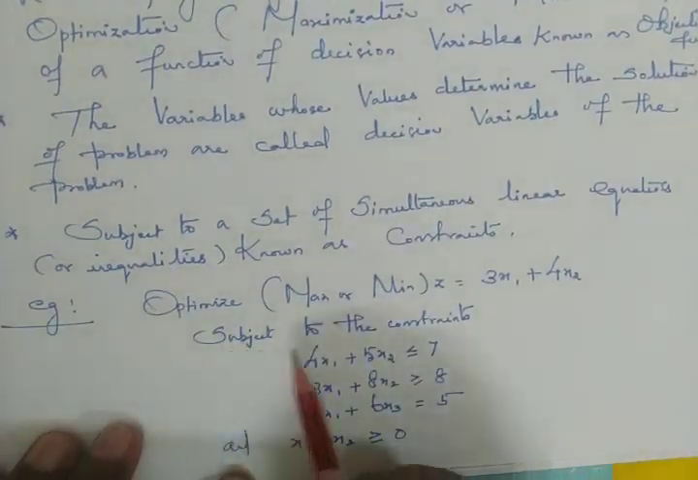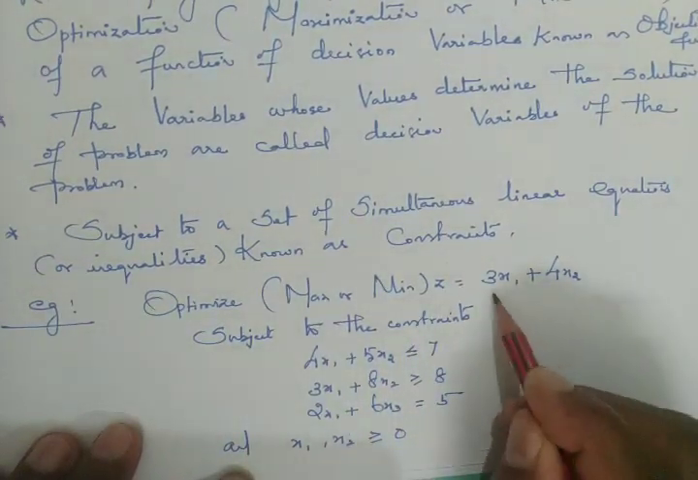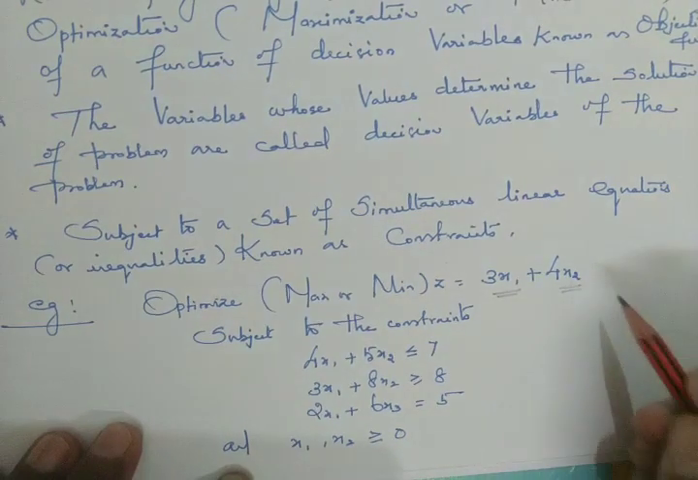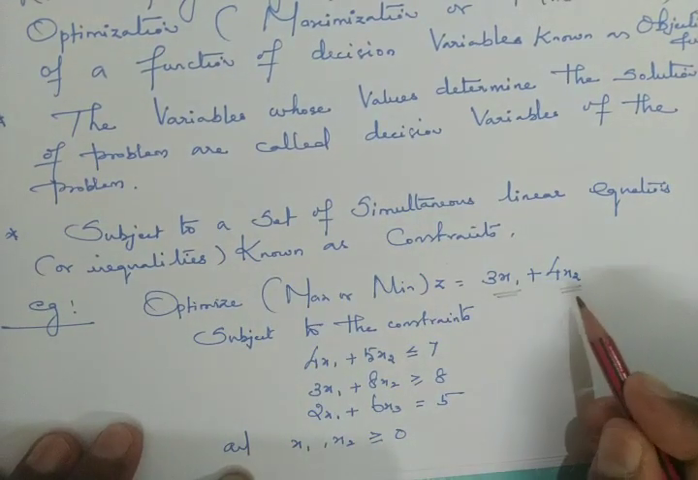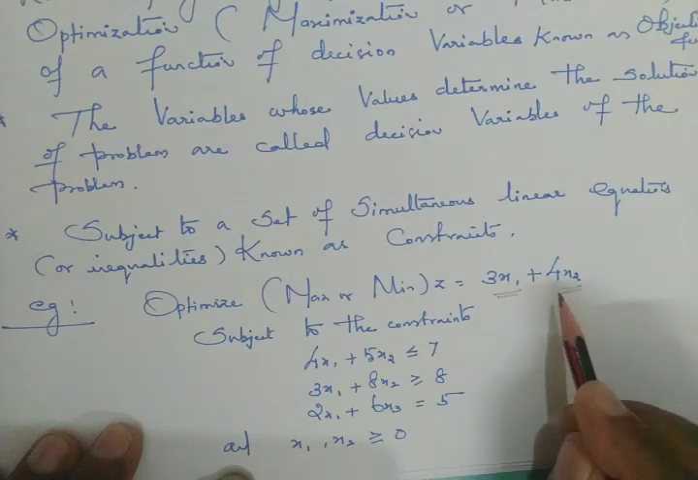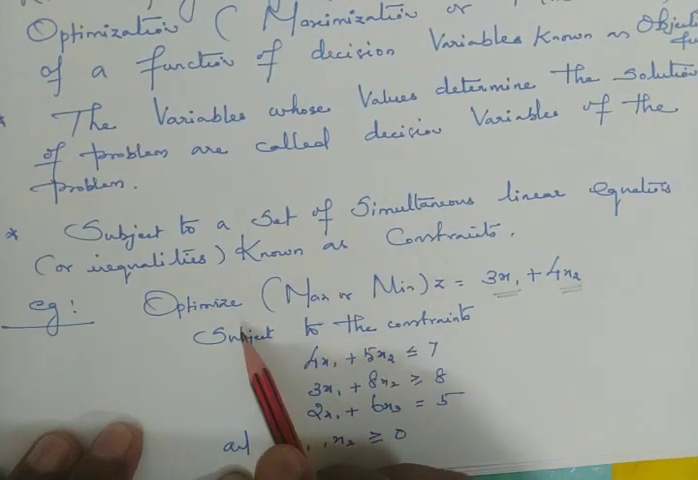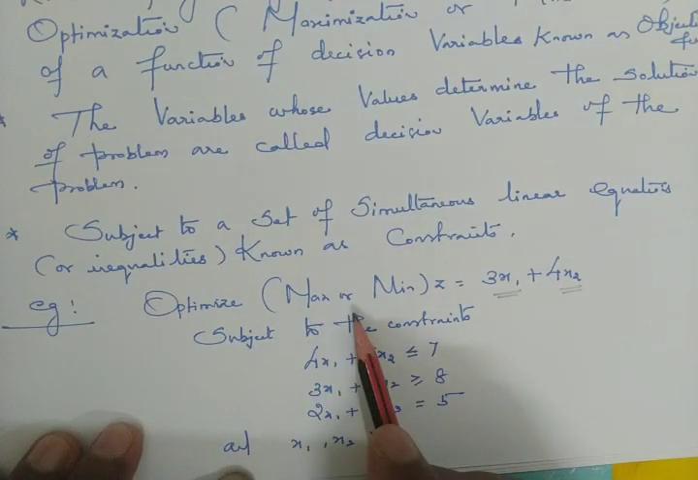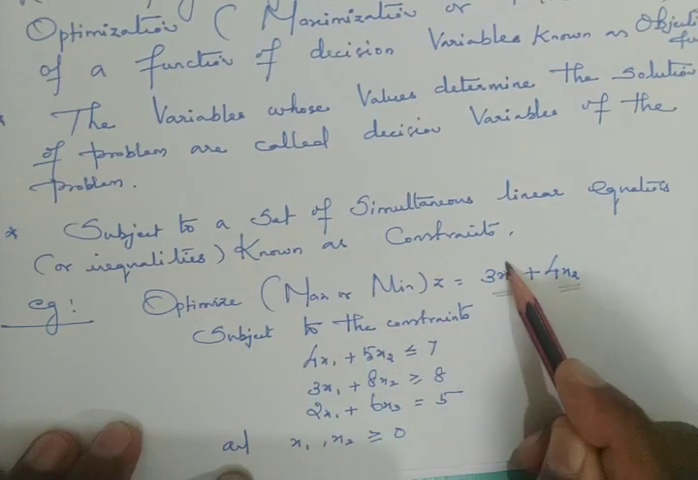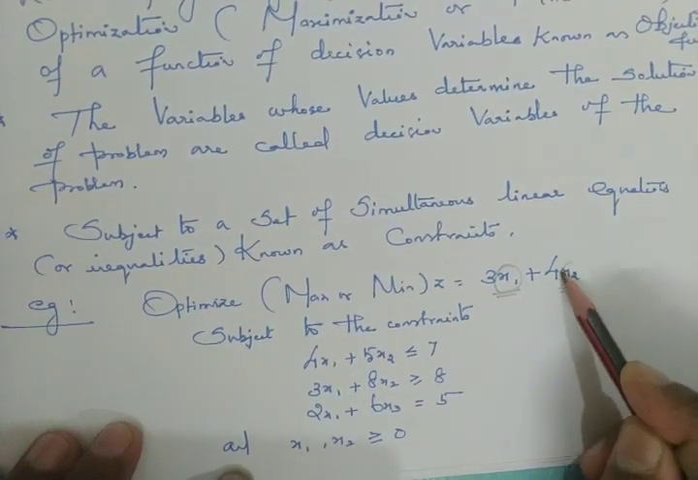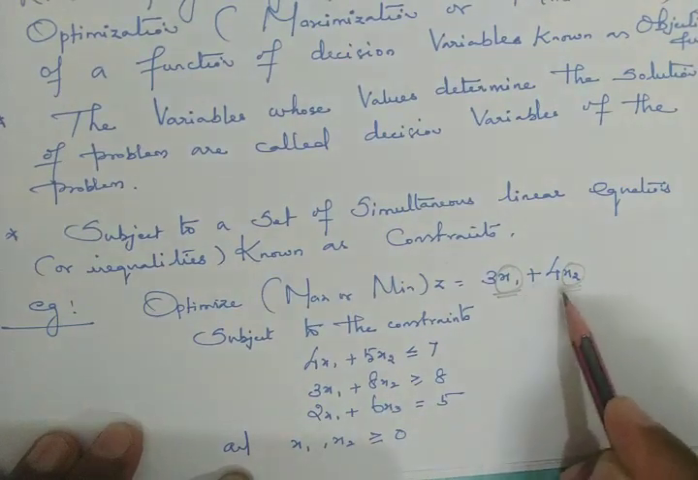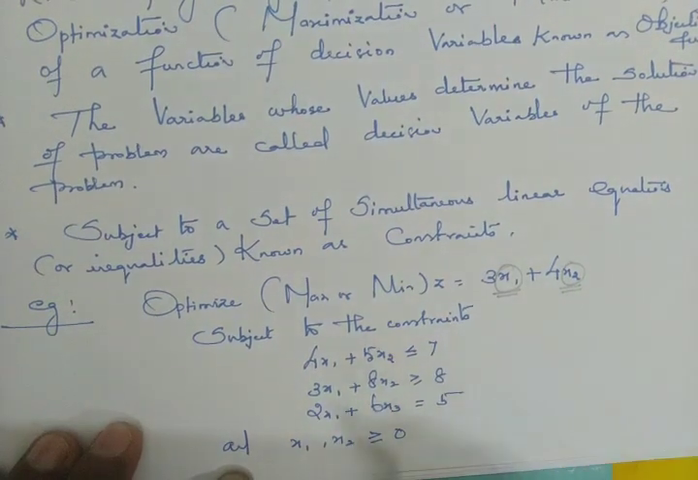Here it is the objective function. This x1 and x2 are called decision variables because the values of x1 and x2 only decide the value, maximize or minimize. Optimization is maximize or minimize. That value is decided by these two variables x1 and x2. That's the reason we can call these two variables decision variables.